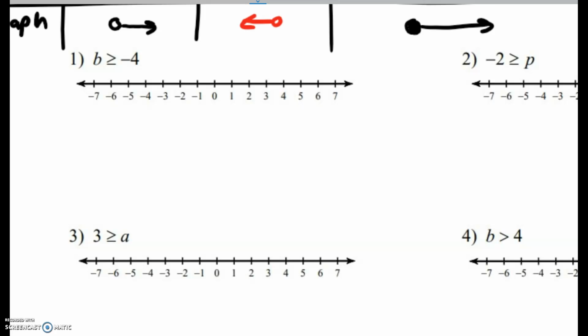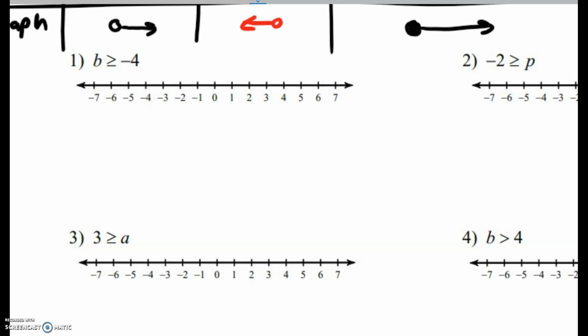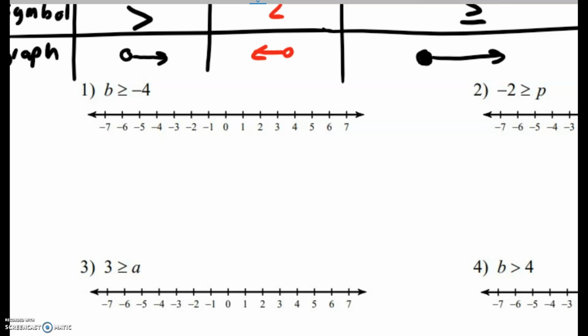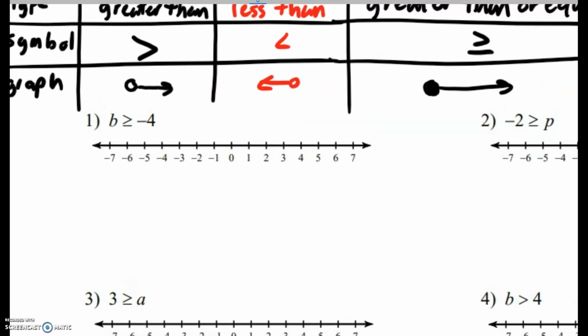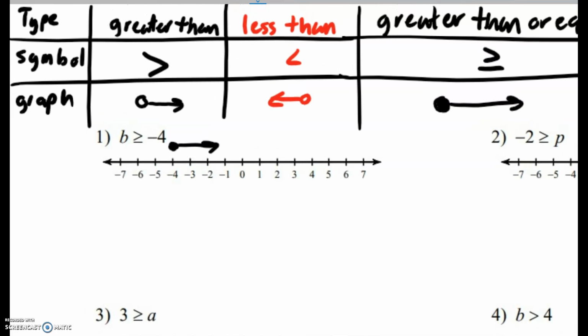Number 1, graph b is greater than or equal to -4. So we're going to -4. Since it says greater than or equal to, I do need to put a filled in circle there. And then all numbers greater than or equal to -4 are to the right of it. So we're going to draw an arrow going to the right of -4. And that's all we're doing. So that inequality has been graphed, and we just graph above it typically. You can put it on top of the line if you want, but sometimes it's hard to see if you fill in that circle or not. So I like to just put it right above the numbers.